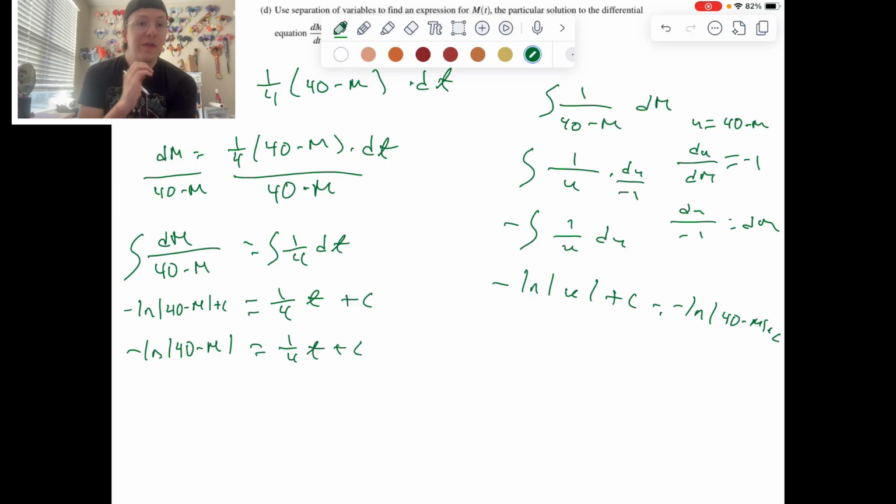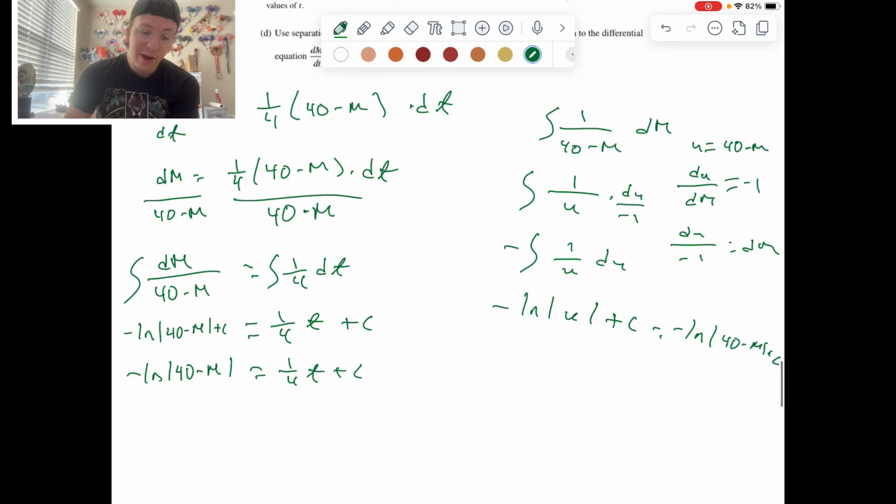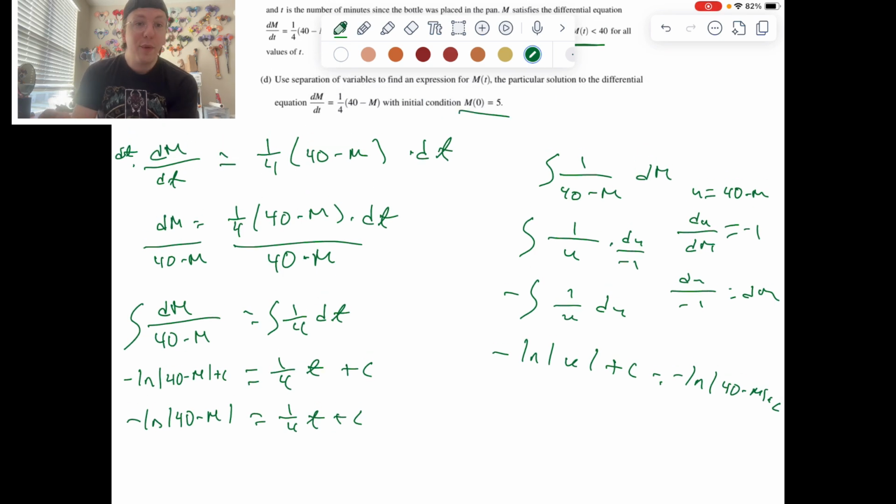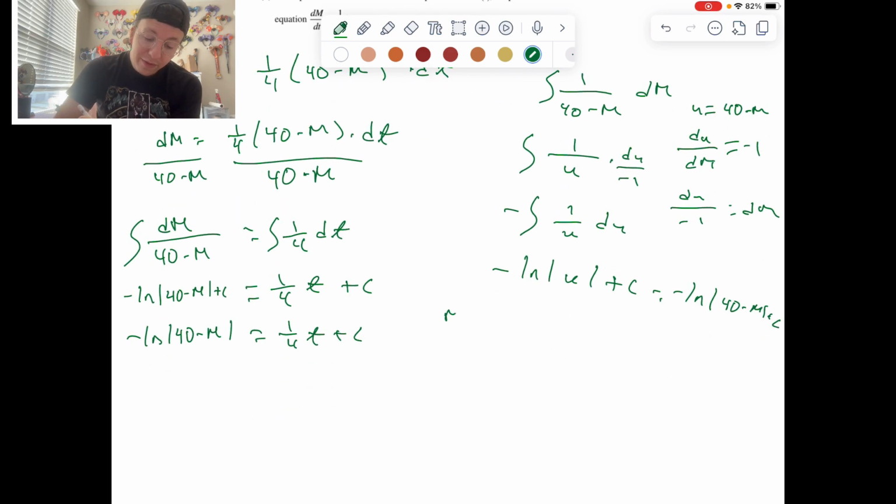All right, now let's figure out what our constant is. How do I figure that out? I use our initial condition here, that m of 0 is equal to 5. If we think about that, what is our input and what is our output? Our input is 0, and our input is our time variable, so that is t. Our output is our m, our degrees Celsius of our milk. Let's plug those points in.